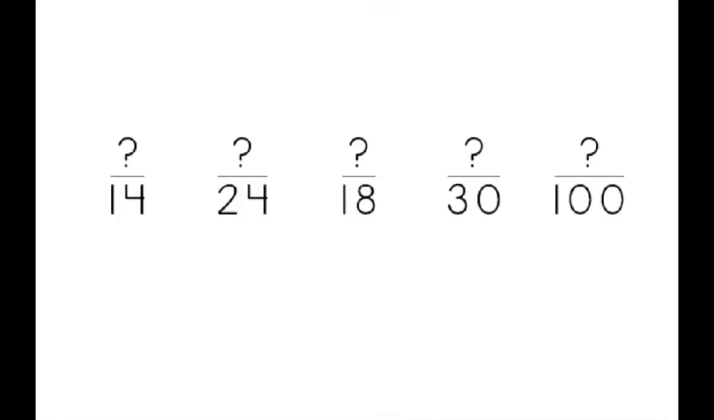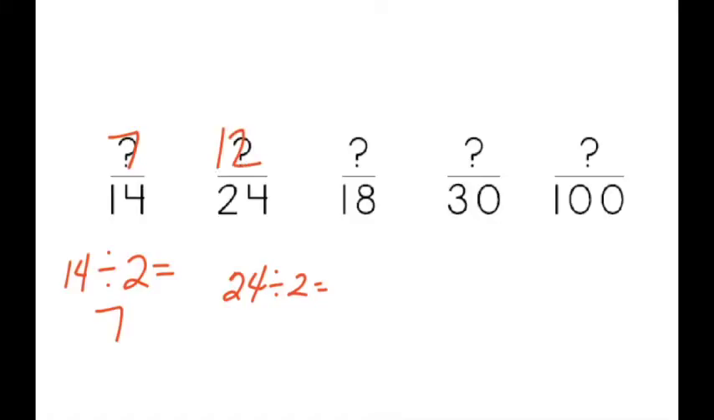Now let's apply that same understanding to these fractions. So I have 14ths. How many 14ths are going to be equivalent to 1/2? Well, I'm simply thinking of 14 divided by 2, which equals 7. Therefore, 7/14 is the same thing as 1/2. 24ths, I'm thinking 24 divided by 2 equals 12. So 12/24 would be equal to 1/2.